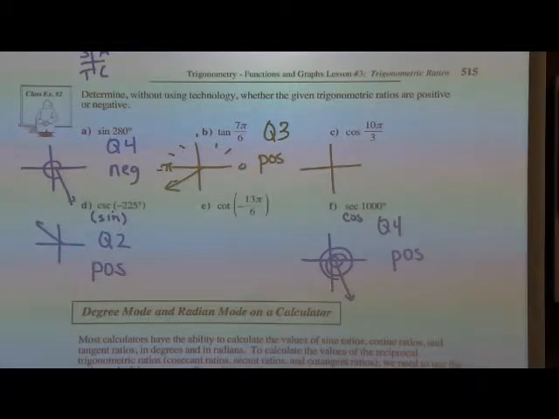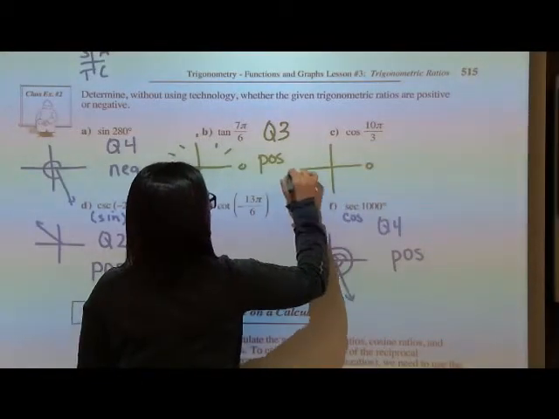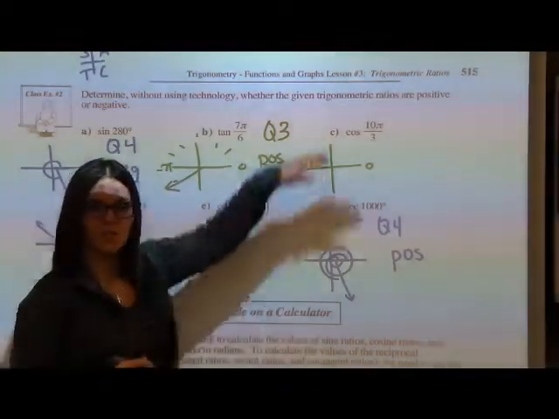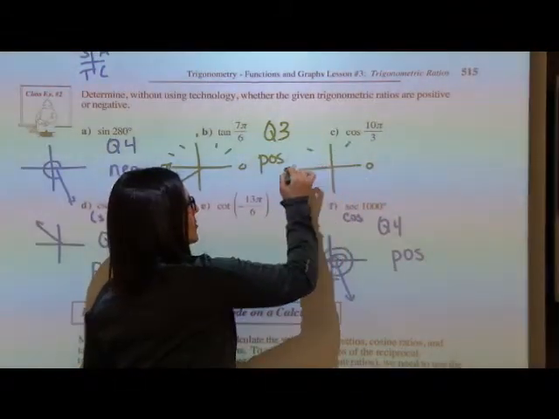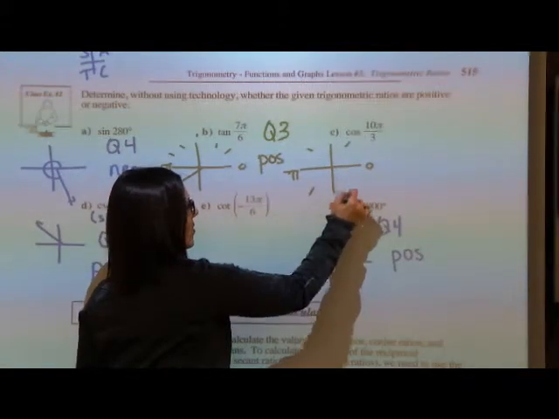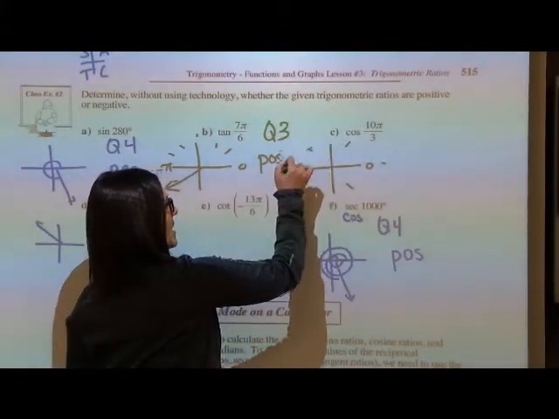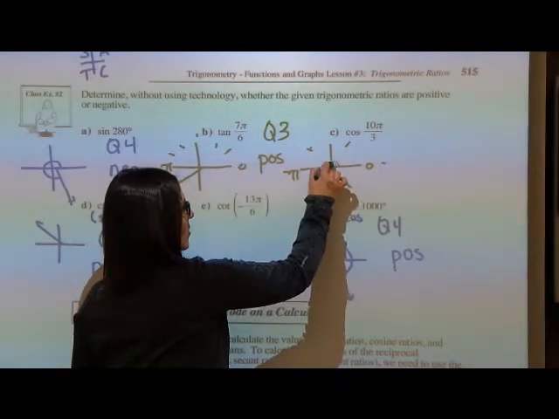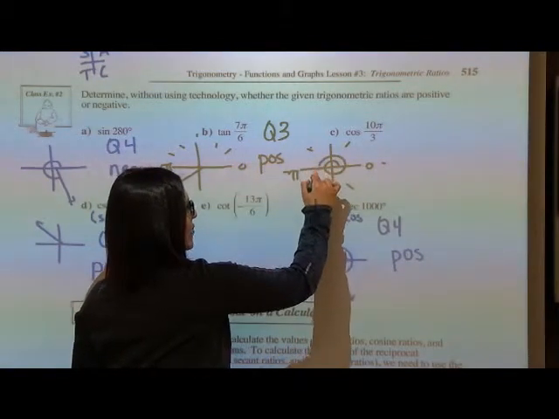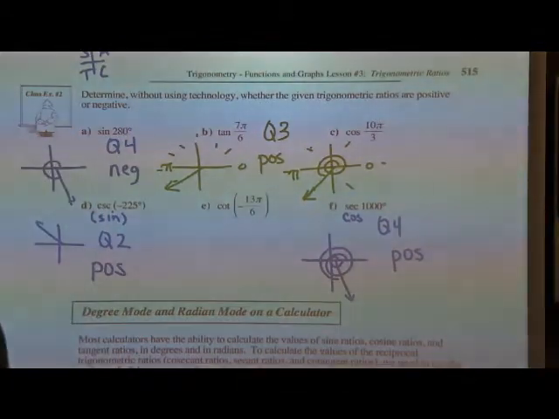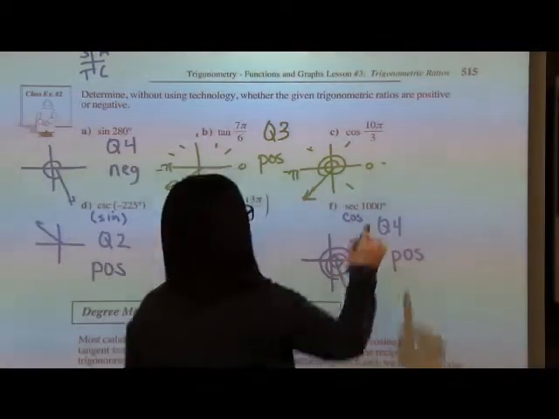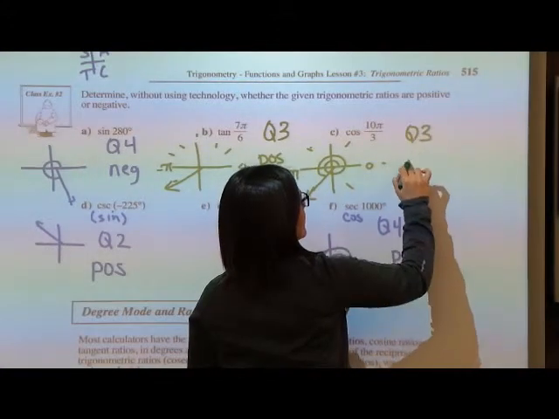How do I graph 10 pi over 3? What do I split the top into? Into 3. So 1, 2, 3, and then 4, 5, 6, 7, 8, 9, 10. So I go around once, and then I end up in which quadrant? 3. And what is cosine in quadrant 3? Negative. Good.